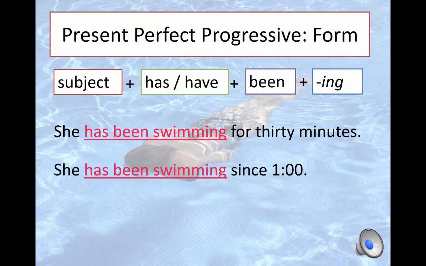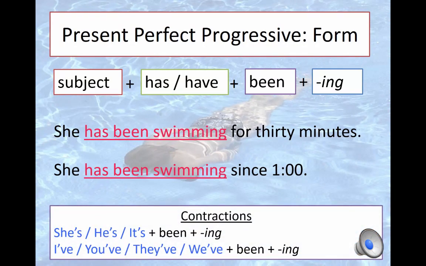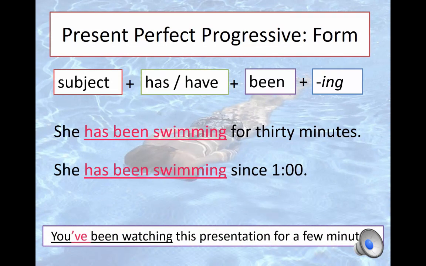We can also make shorter forms of this verb tense by making contractions like she's, he's, it's, I've, you've, they've, and we've, all followed by been and ing. For example, you've been watching this presentation for a few minutes.